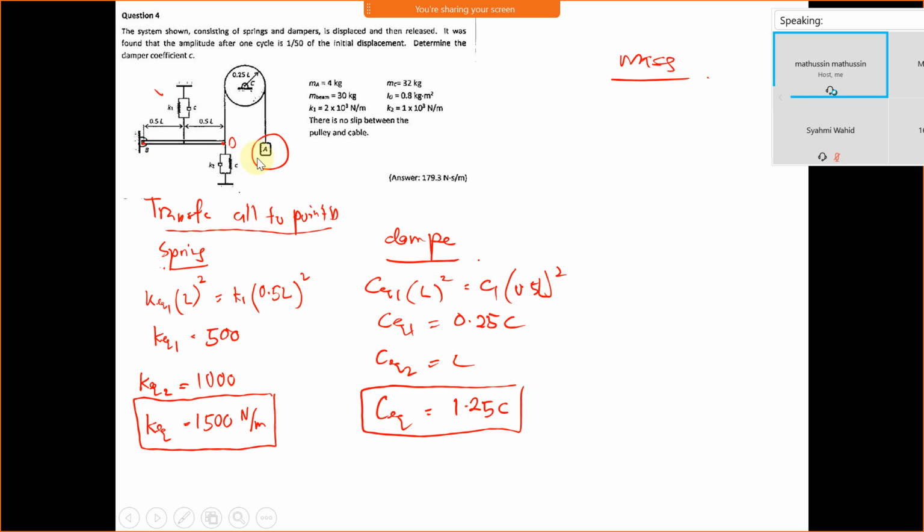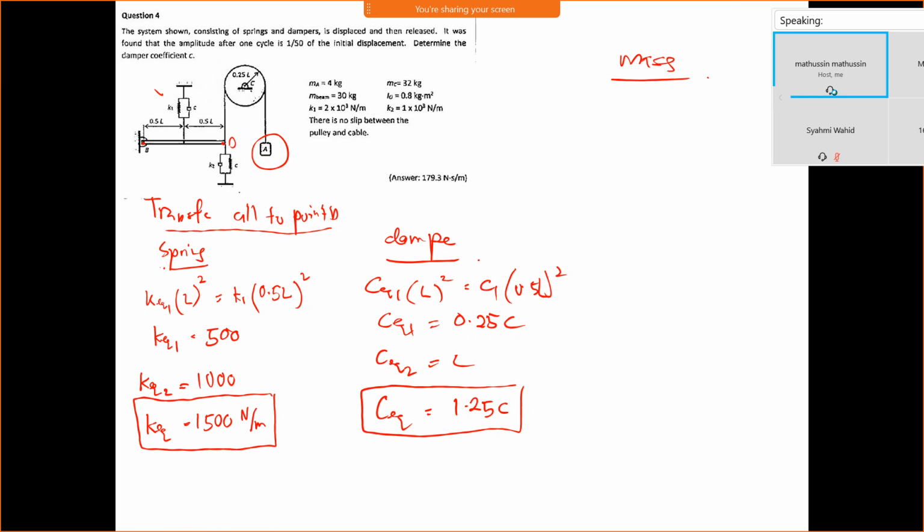Determine the damper coefficient of C. So we transfer all the masses we have. So kita tengok yang mass A dulu. So macam mana kita transfer mass A to D? As mass A ni bergantung kepada pivot point dekat C, then we need to relate our mass dengan distance from point C, sebab dia bergantung kepada rotation about this.